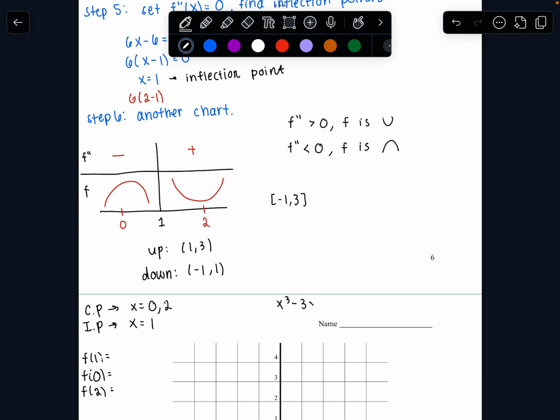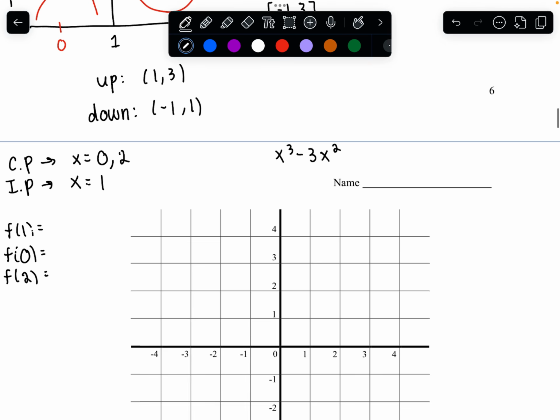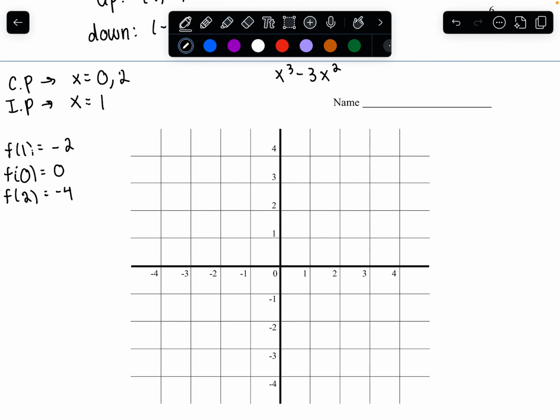X cubed minus 3x squared. Alright, if I plug 0 into there, I'm 0. If I plug 1 into there, I'm what? -2? Does that make sense? If I plug 2 into there, oh god. Okay, we're 2 cubed, which is 8, minus, 2 squared is 4, times 3 is 12, so -4, hopefully. So why don't we plot those just to have somewhere place to start?